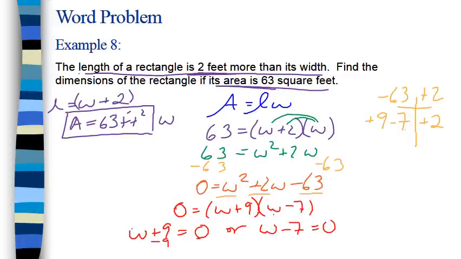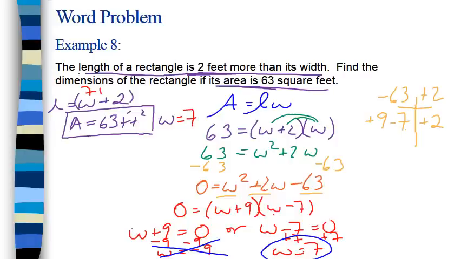If I subtract 9 here, then w equals negative 9, or if I add 7 here, then w equals 7. Well, a width can't be negative, so this answer, negative 9, can't possibly be an answer. So we're left with w must equal 7. So if the width is 7, then the length must be 7 plus 2, which is 9. And 9 times 7 is 63.